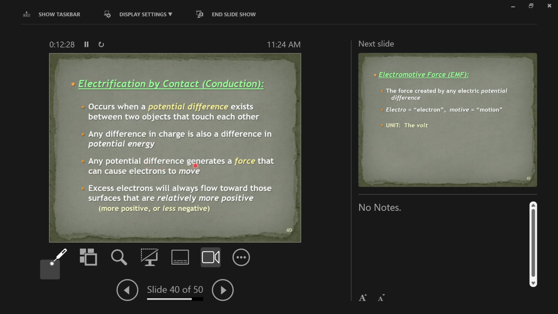Any potential difference generates a force that can cause electrons to move. Excess electrons will always flow towards those surfaces that are relatively more positive, or less negative, which is the same thing. So you have a bunch of electrons built up on you, your family member doesn't, and so the electrons are going to go toward them to equalize the charge between you two. And notice if you've ever done it, it stops very quickly, right? You zap them and then it's over. Those charges have now equalized. There's no more potential difference after the electrons jump from you to them.